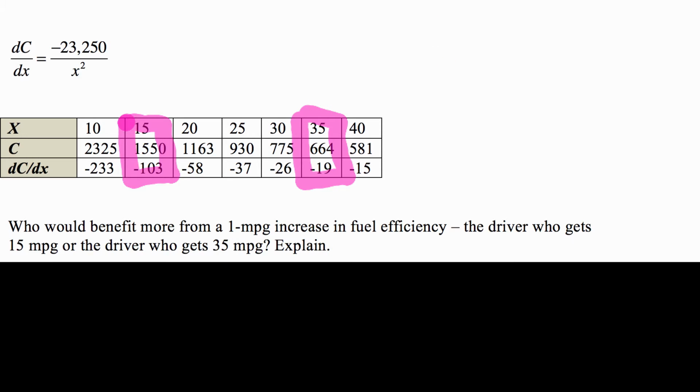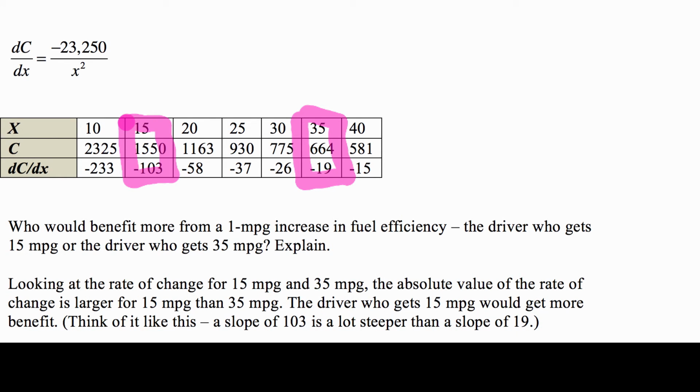What I want you to focus on is the value of dC/dx, and actually the absolute value of those. Think about that as a steepness for a line, because we're going to take a look at those two values. If you take the absolute value of negative 103 and the absolute value of negative 19, of course, the absolute value of negative 103 is bigger. So looking at the rate of change for those two, the absolute value of the rate of change is larger for 15 miles per gallon than 35 miles per gallon. So the driver who gets 15 miles per gallon would be the one who gets more benefit.